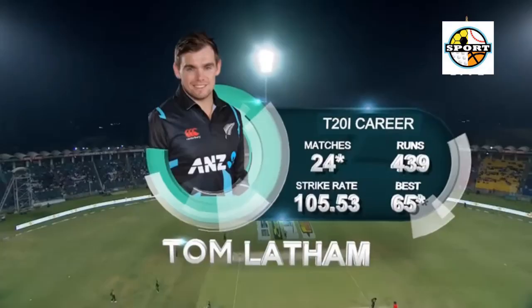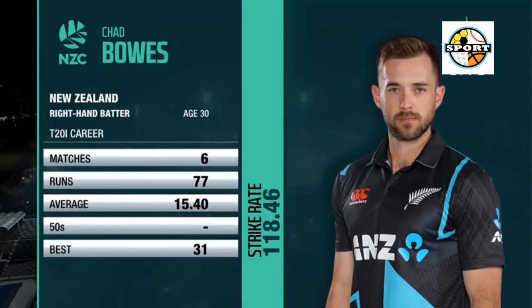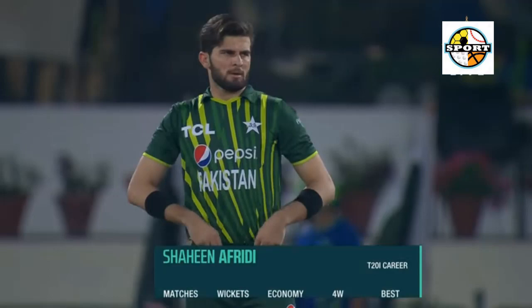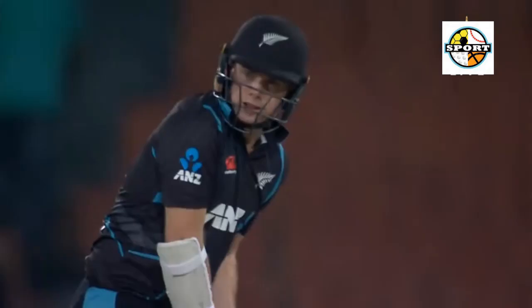18.2. Haris Rauf to Neesham, 4, full and wide of off, Neesham opens the bat face and slices the drive to the left of short third. No one in the deep and that's a much needed boundary for New Zealand.